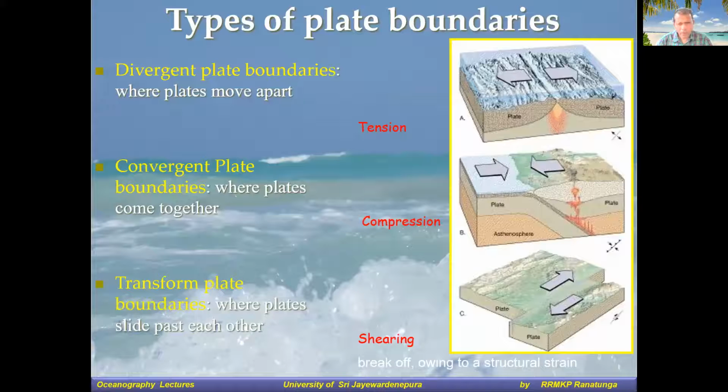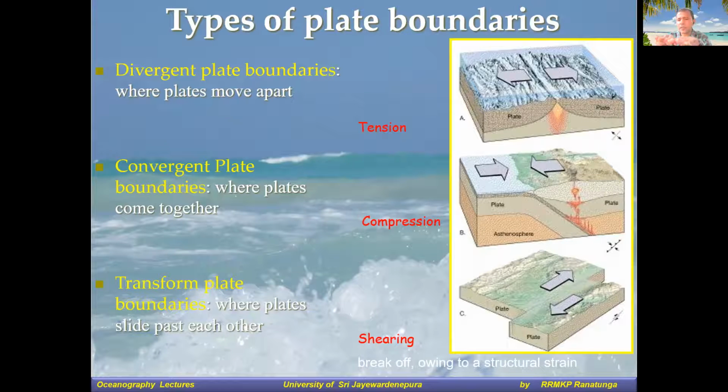Right. So that video explained a bit about what could happen in a plate boundary. It can be a divergent plate boundary where the plates are moving apart, right? They are moving apart from one another, so in such a case we call it a divergent plate boundary.